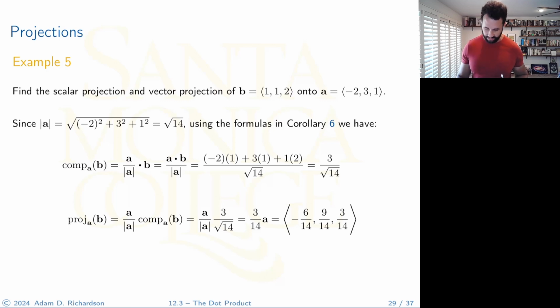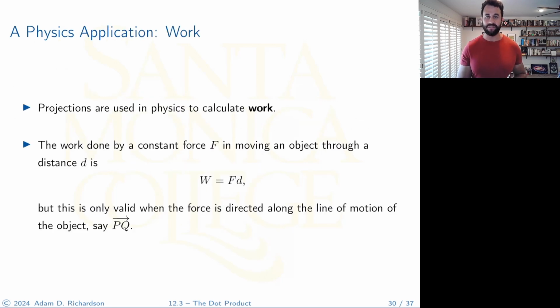Okay. All right, so the last bit here is a physics application, work. We're actually going to see work again in some very important ways later on. I think it starts in chapter 16, but if I remember right, we look at it a couple more times. So projections are used a lot in physics to calculate how much work is done. The work done by a constant force F in moving an object through a distance d is given by this formula, work equals force times distance, which makes sense, right? You move something, you have to apply a certain amount of force along a certain distance. That's how much work it takes.